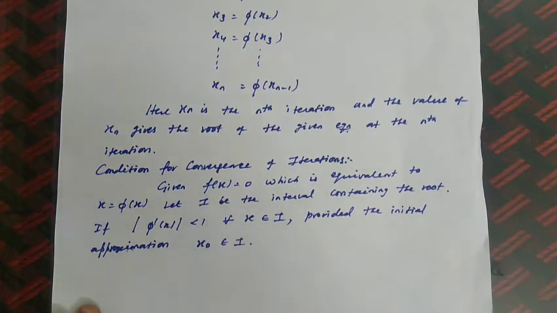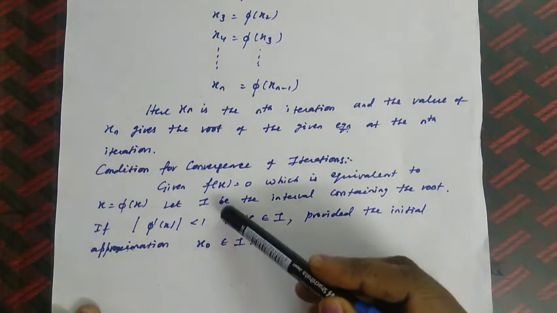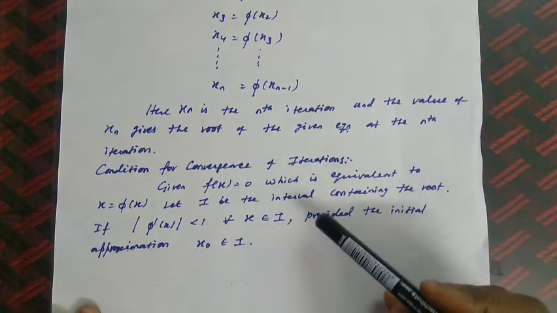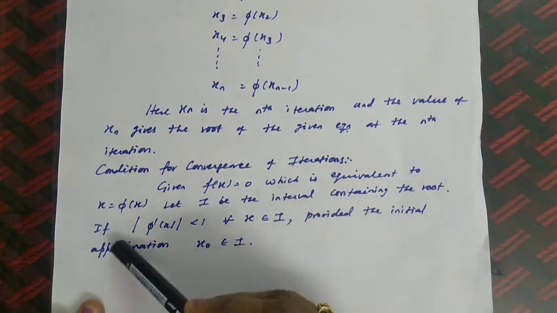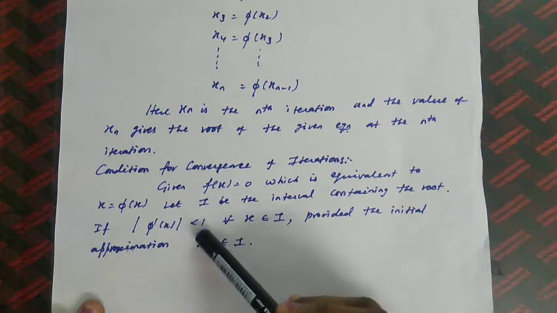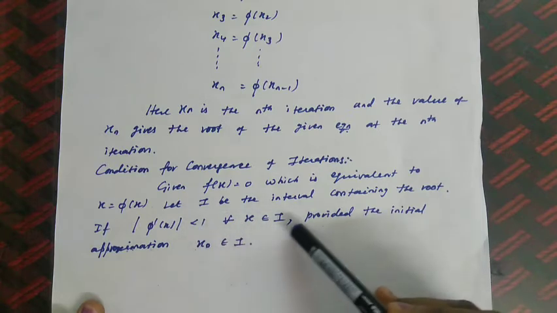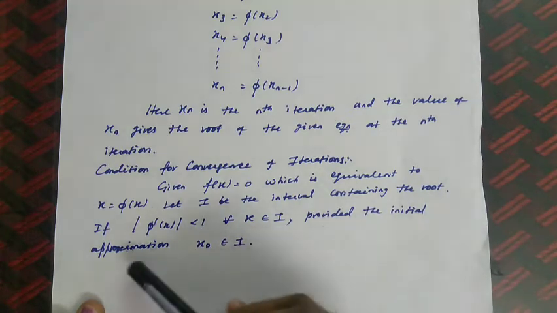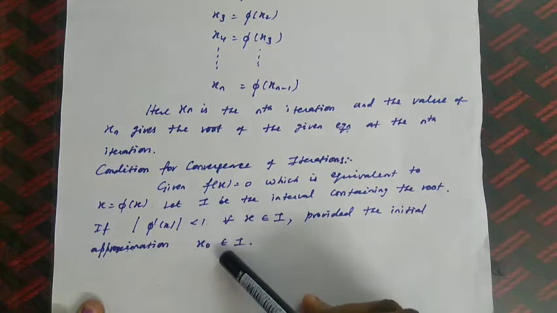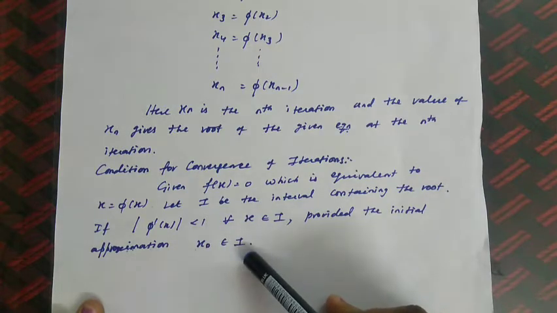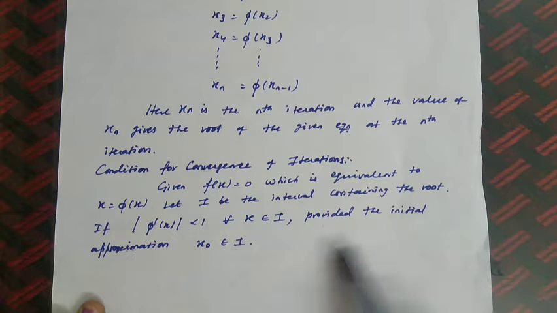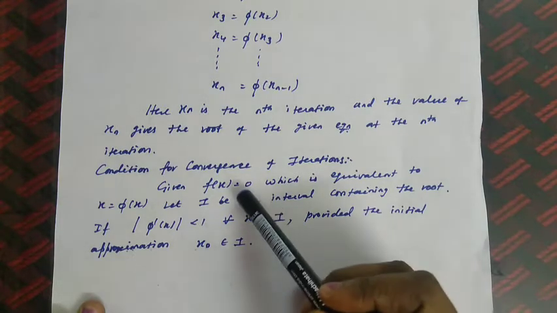This we don't know while we are doing the problem itself. For example, the root lies between a and b means f of a and f of b will have opposite signs. Then if modulus of phi dash of x is less than 1 for all x belonging to I, provided the initial approximation x naught belongs to I, this is the condition. You need not bother about all the wordings. You have to remember these things.